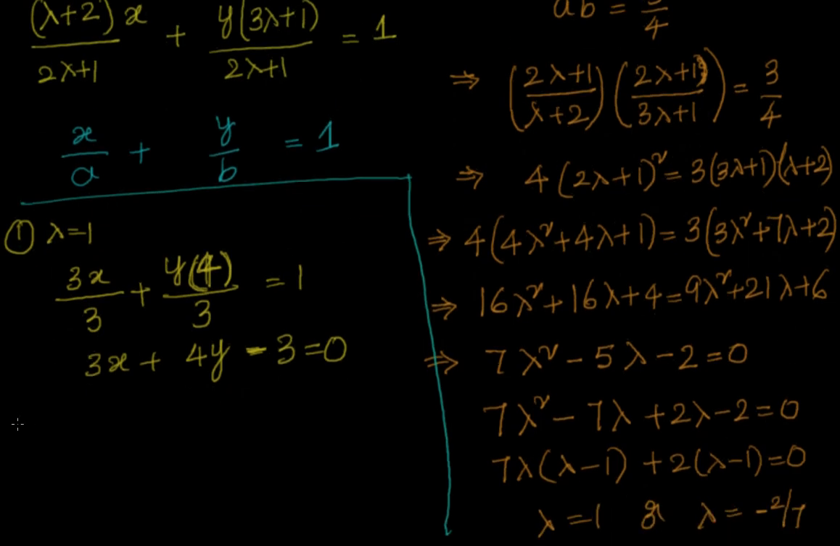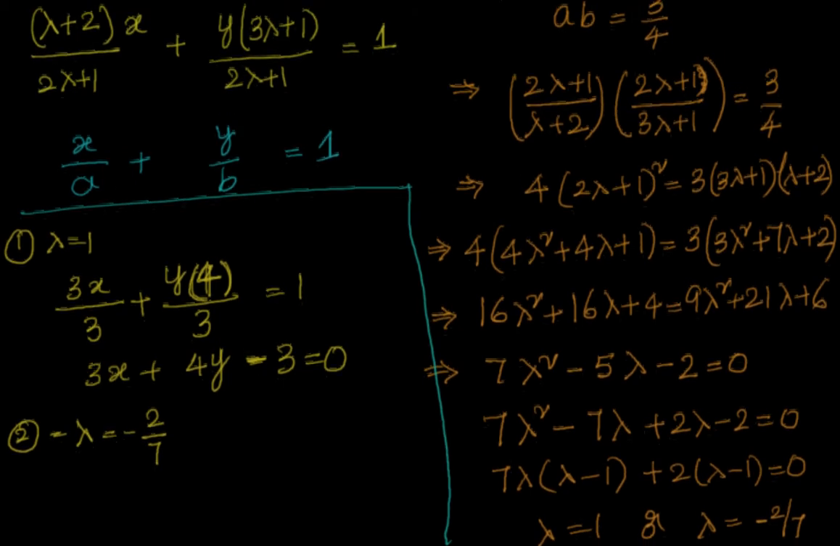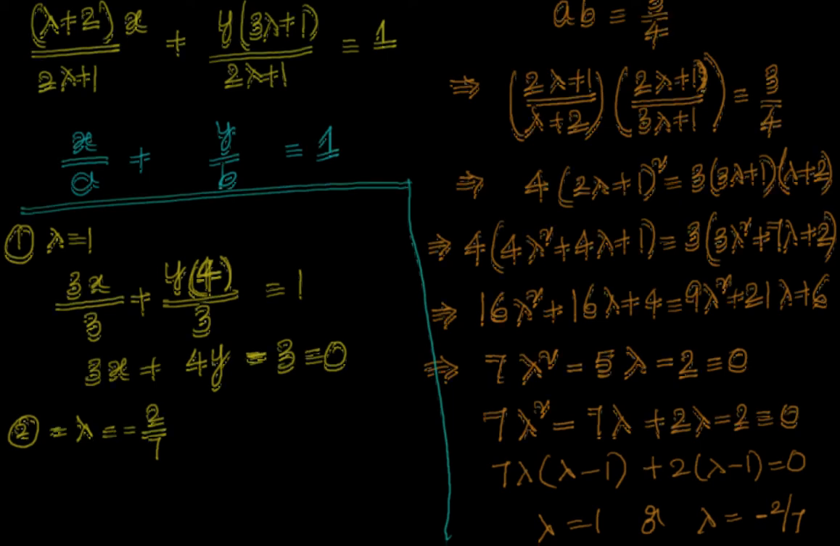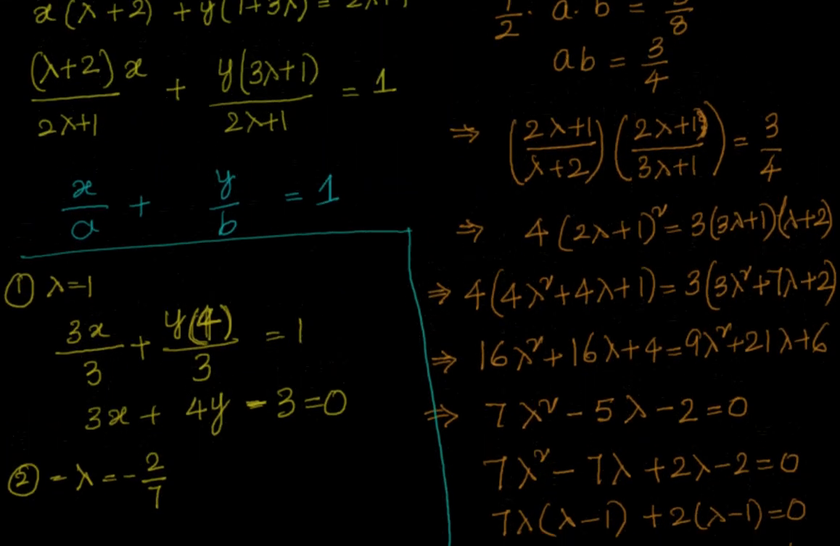The second one will be lambda equal to minus 2 divided by 7. So I will have lambda plus 2 by 2 lambda plus 1. Let me write it down. Okay.